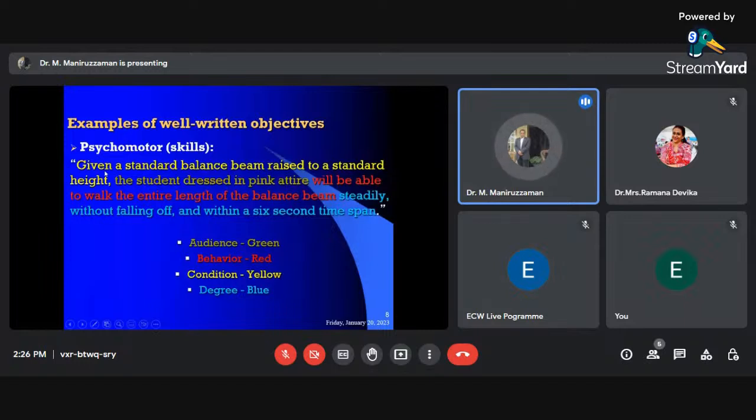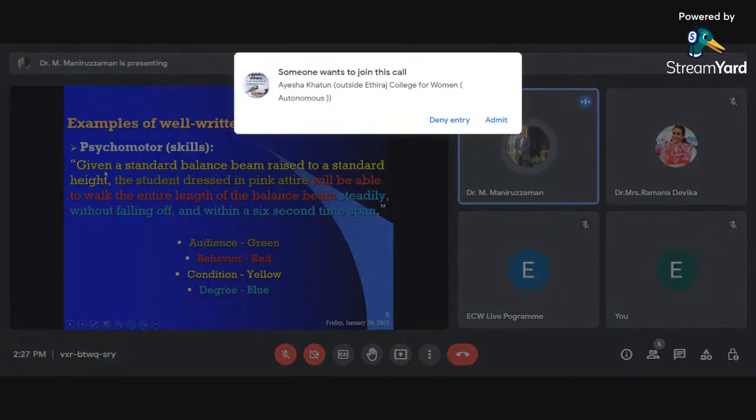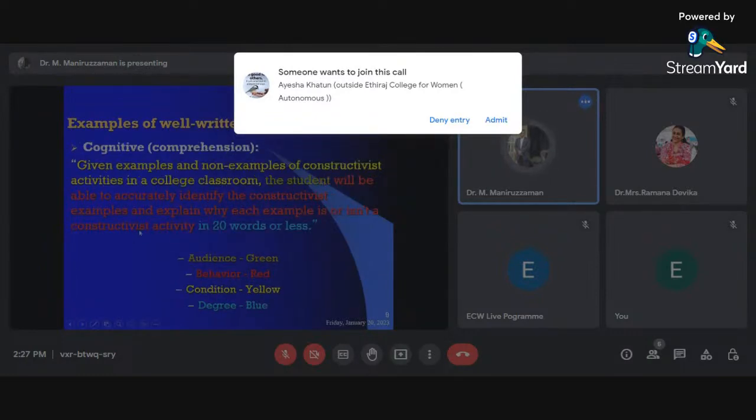Another example showing the cognitive skills or objective. Given examples and non-examples of constructivist activities in a college classroom, the student will be able to accurately identify the constructivist examples and explain why each example is or isn't a constructivist activity in 20 words or less. Here you see we have got all the four components: audience, behavior, condition, and degree, marked in different colors.